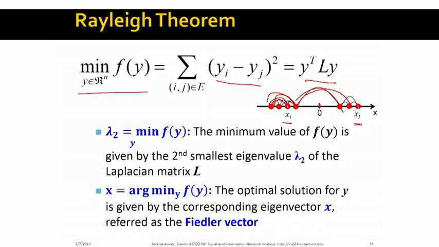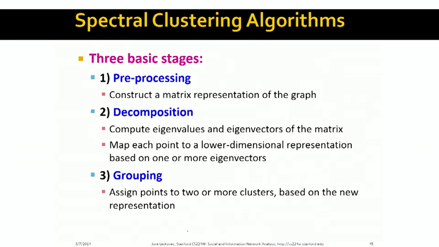So we already know the solution to this minimization problem. We know that lambda 2 is the value at which this minimization is solved, and that the vector that solves this minimization problem is the second smallest eigenvector. This vector goes under the name of the Fiedler vector. What this means is that the components, or the labels of nodes, that come from the second smallest eigenvector will tell us which nodes to put in one cluster and which nodes to put in the other cluster.